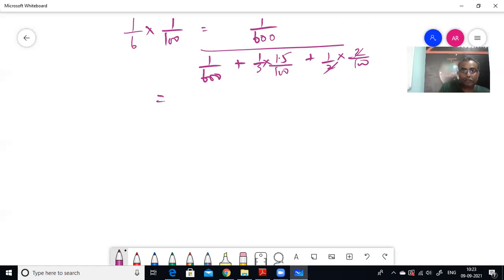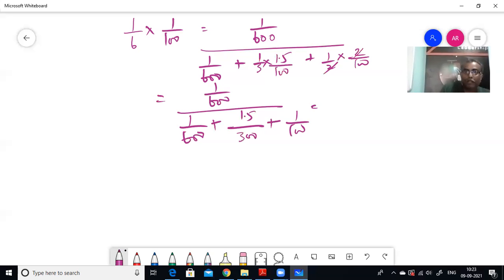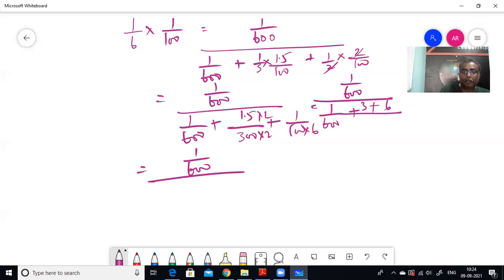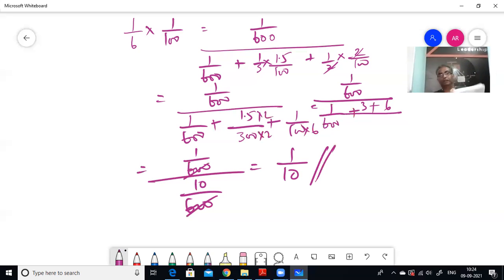So that is equal to 1 by 600 divided by 1 by 600 plus 1.5 by 300 plus 1 by 100. Make it 600 everywhere: into 2 plus 3 into 6 plus 6. Okay, that is equal to 1 by 600 divided by 3 plus 6 plus 3, 9, 9 plus 1, 10. 10 by 600. Cancel 600, 600. Answer is 1 by 10. Okay. Yeah, that is the correct answer.